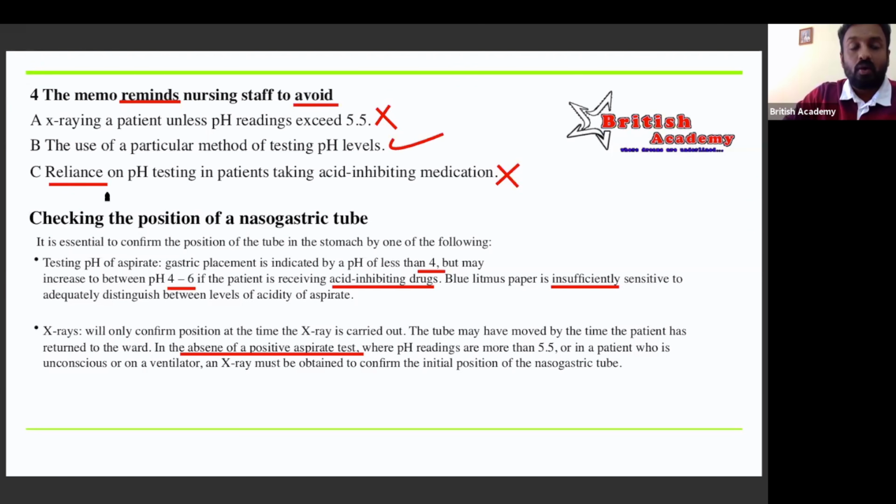Relying on, or depending on, pH testing in patients taking acid inhibiting medication, that is not the closest option. It says about both, patients who are not taking and patients who are taking acid inhibiting medication. There are a lot of things, and it also clearly says the blue litmus paper is insufficiently sensitive to adequately distinguish between the levels of acidity of aspirate. So the right option over here is B. Maximum people have quoted B. That is the right option.